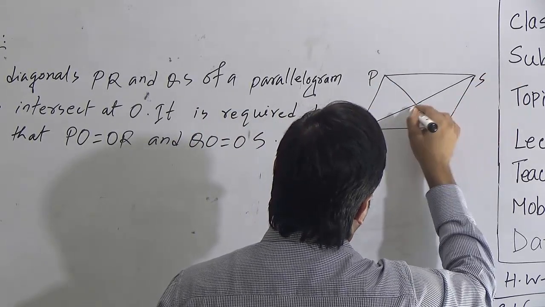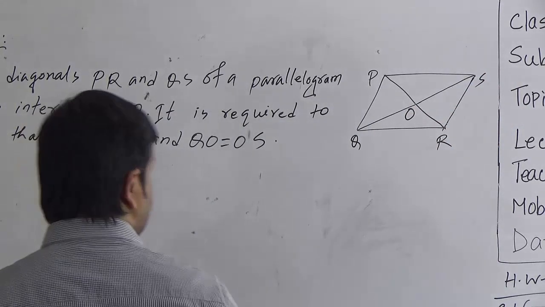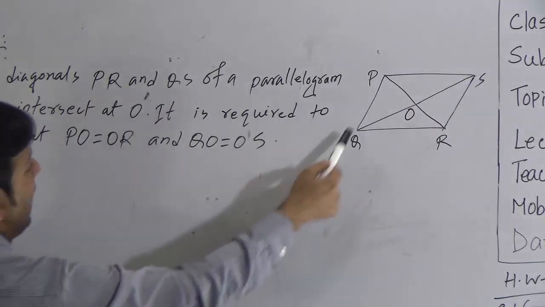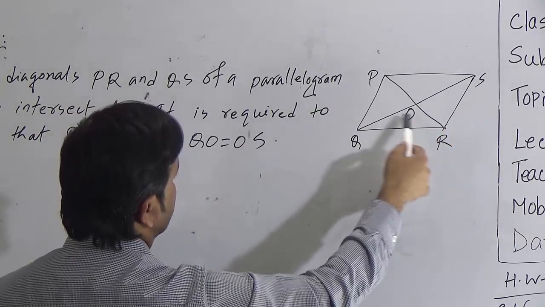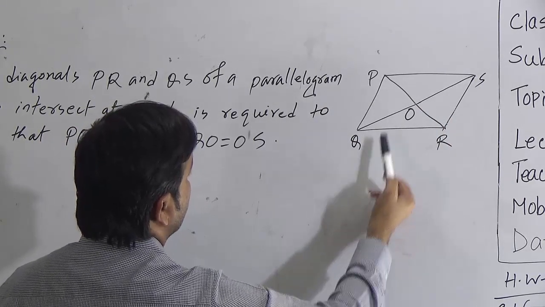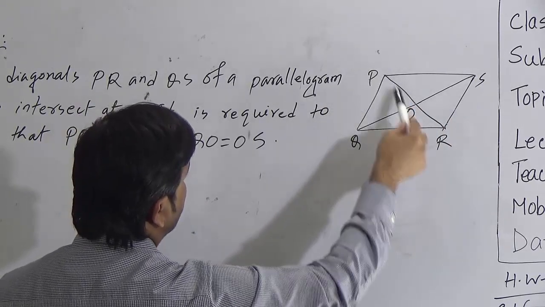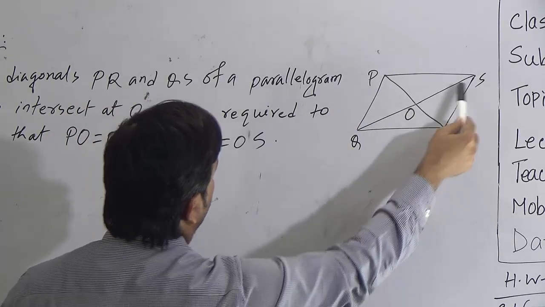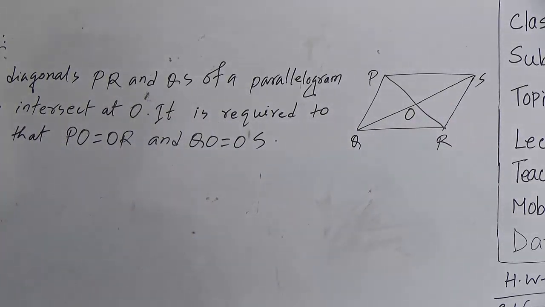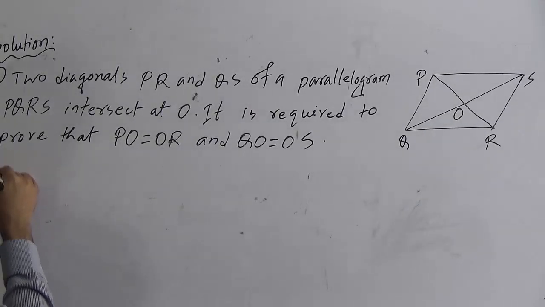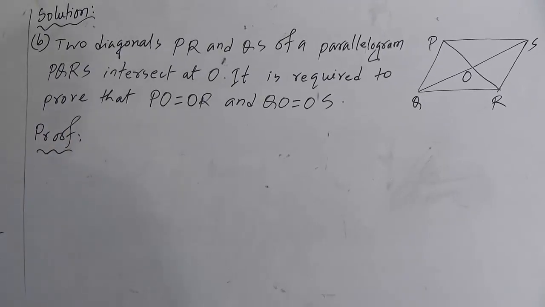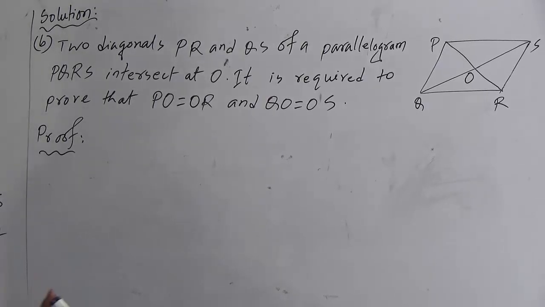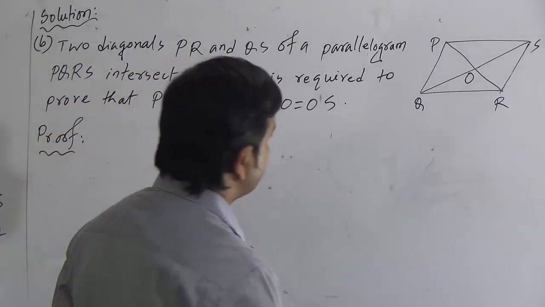PQRS. Here is O according to our given figure, and I have written here two diagonals PR and QS of a parallelogram PQRS intersect each other at O. It is required to prove that PO equal to OR and QO equal to OS. It means that the diagonals bisect each other. We need to prove this. To prove, construction is not necessary here. So directly we can prove here without construction, as extra construction is not needed.